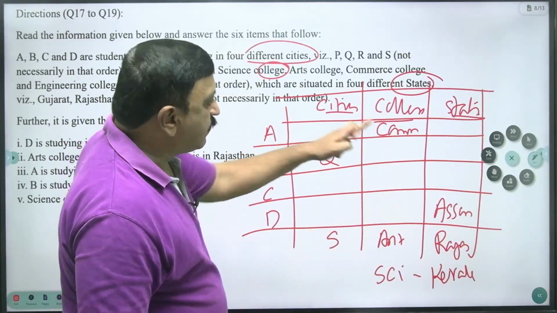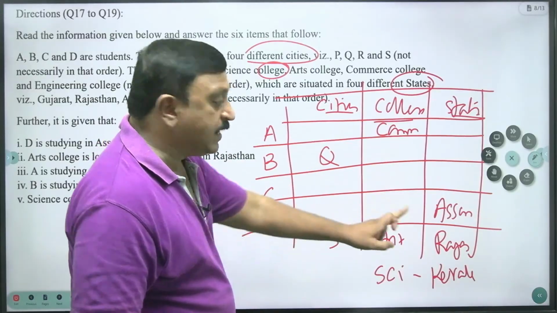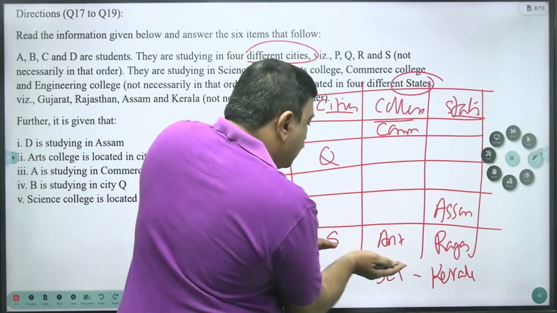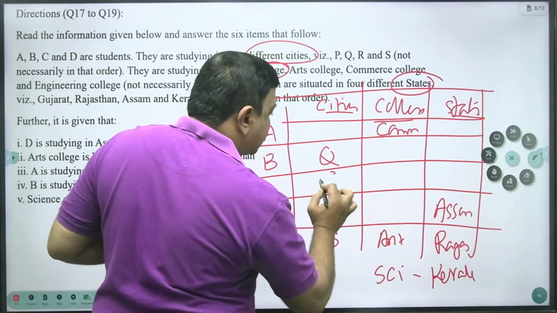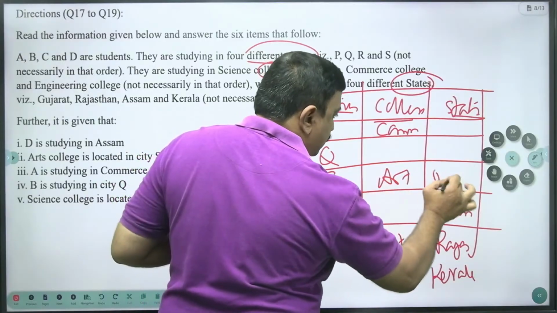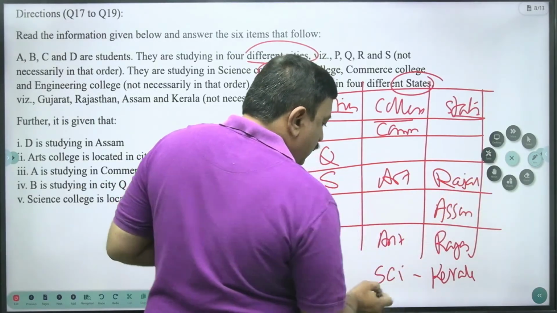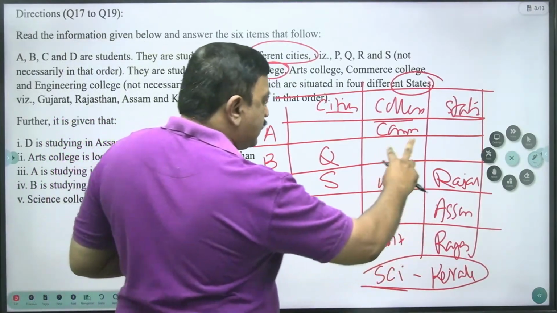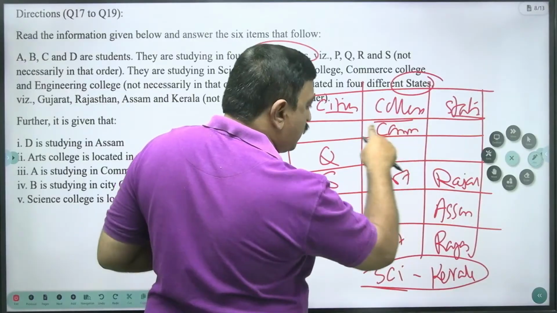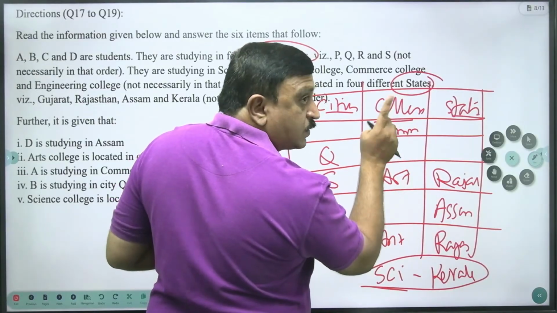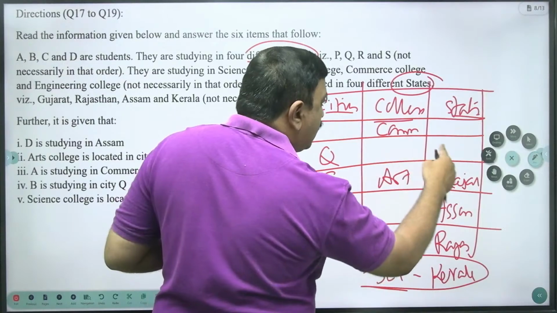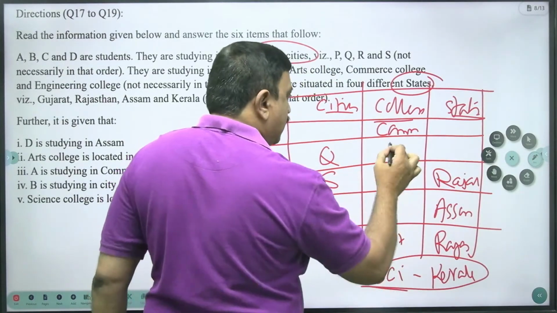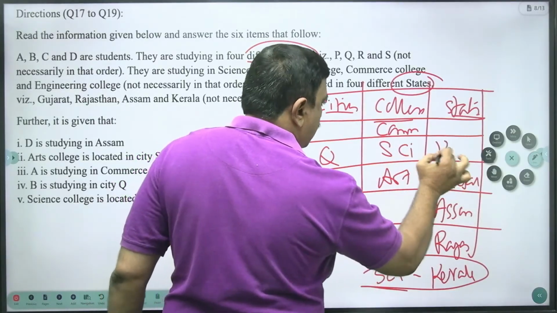You see, A has some information, B has some information, C is there, D has some information. The only one vacant is C. That's why I can keep S, Arts, and Rajasthan here directly. And Science and Kerala can go only in this part: here the college is Commerce, here Assam is there, so the only vacant position for college and state is B. So I'll keep Science and Kerala here.